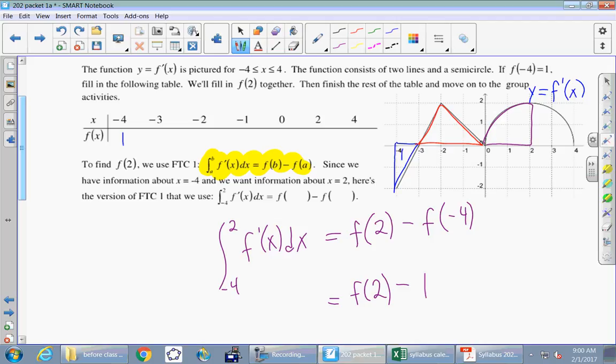Red, that's a 3, right? Half of 1, that's a 3 up there. Okay, how about the whole circle? It's 4 pi, right? Radius is 2, so pi r squared. Pi times 2 squared is 4 pi. But we don't want the whole circle, we want a quarter of the circle, so pi.